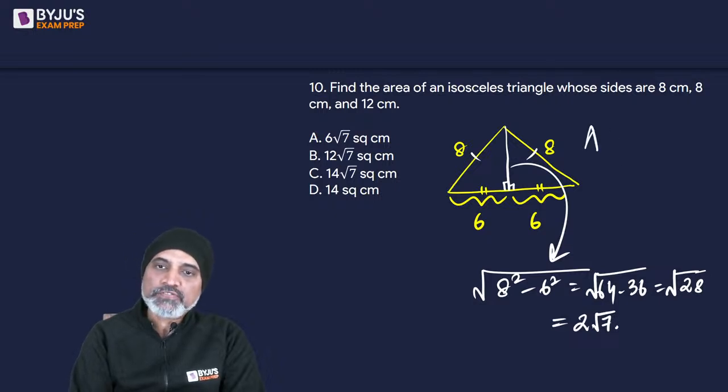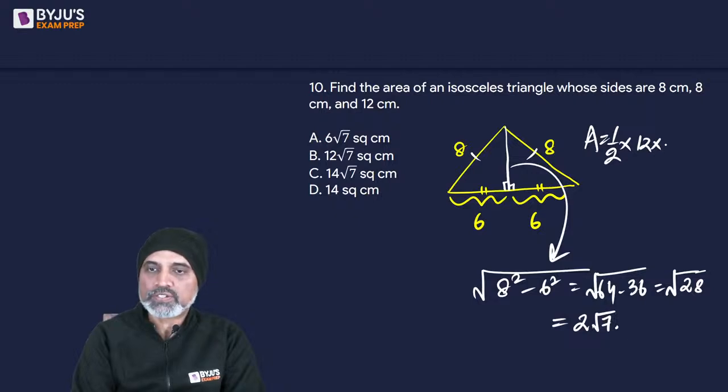So the area will be given as half into base, which is 12, into height, which is 2 under root 7. So 2 and 2 cancel out. So we will be left with 12 under root 7, option B.